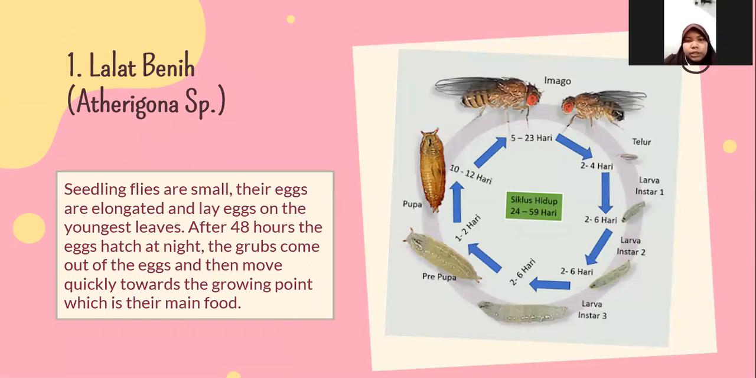The first one is Atherigona sp. Seedling flies are small, their eggs are elongated and laid on the youngest leaf. After 48 hours, the eggs hatch at night and grubs come out of the eggs and then move quickly towards the growing point, which is their main food.